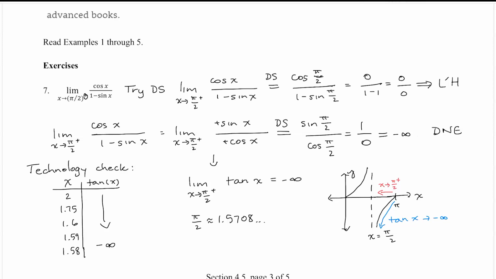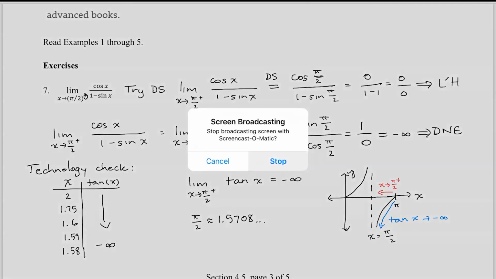So the end result is that this original limit that we were given, we could say that the limit equals negative infinity, or, and I'm going to now erase the question mark, or we could say the limit does not exist.